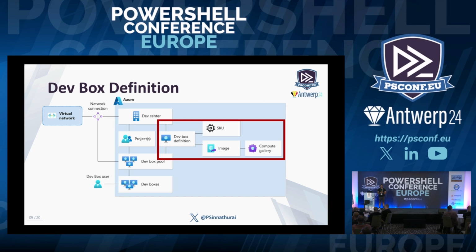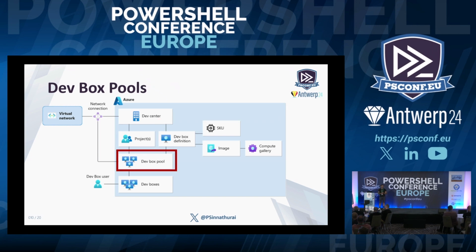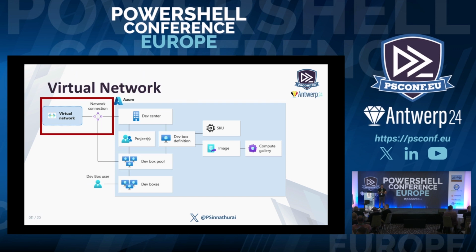Inside the Dev Center, we can also define the DevBox definition. There I can define what kind of SKU I can use, like how many CPUs and how much RAM I need, and what kind of image I can use. I can use a custom image, or I can also use Azure Marketplace images. Just go for the Azure Marketplace images, it makes life way easier. And inside that, I can create the DevBox pools. Each machine inside the DevBox pool has the same kind of configuration, same network configuration, same SKU, and also the default applications which are installed inside.